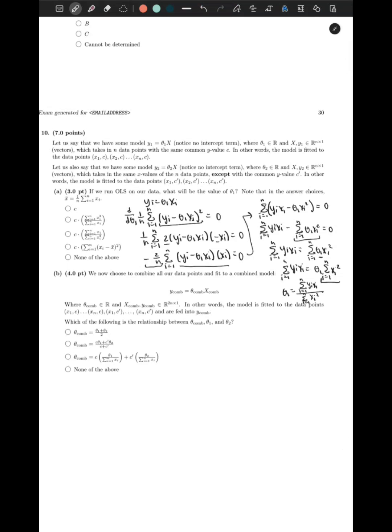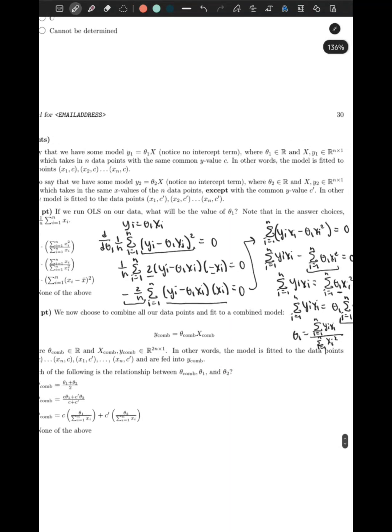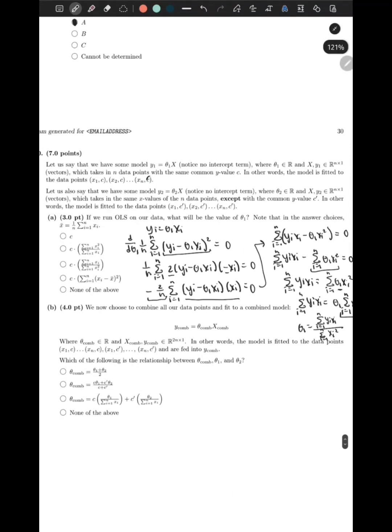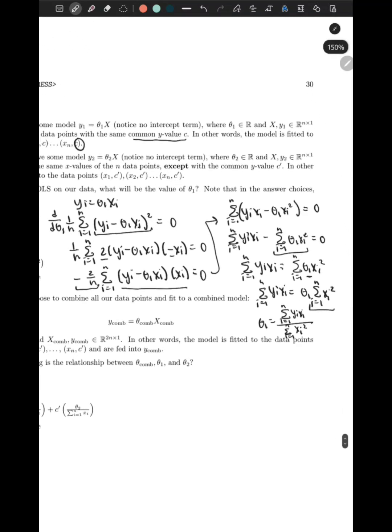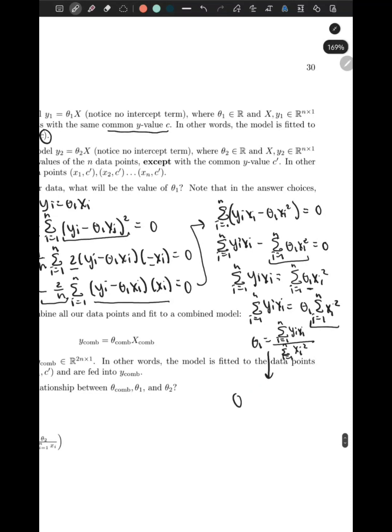But in this case, we have an additional piece of information that we know, which is that our yi's are always c, because it says that we take n data points with the same common y value c. So all the y values are the same. So I can just plug that into this equation.